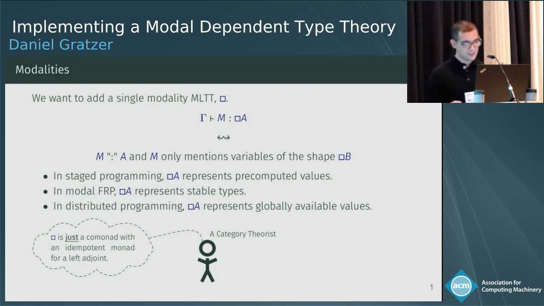So these are all very interesting applications. I'm not going to talk about any of them. Instead, I'm going to abstract a little bit, and I want to focus on box just as a sort of unifying abstraction on top of all of these different things. And so from a categorical perspective, I want to think about box as just some comonad with some particularly nice properties.